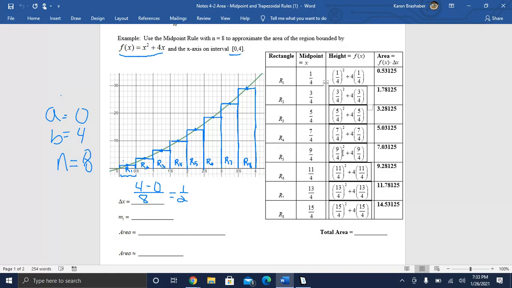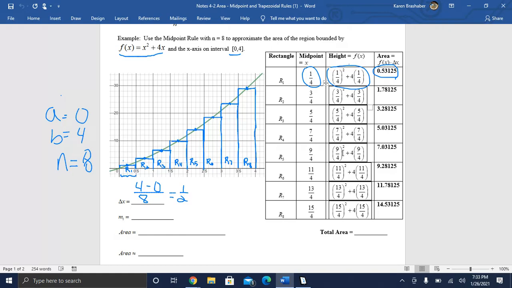So for rectangle 1, the midpoint x was at 1/4. Again, that would be halfway between 0 and a half. So this is the x value that I substituted into f of x, which was x squared. So 1/4 squared plus 4x. So 4 times 1/4. And then I calculated the area of that first rectangle using my height, f of x, times my delta x, which was 1/2 every time.